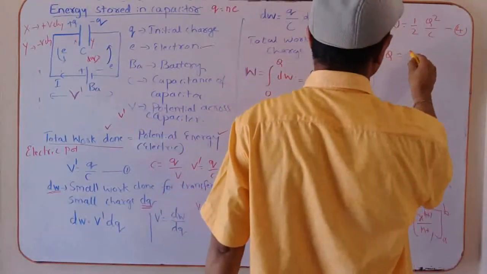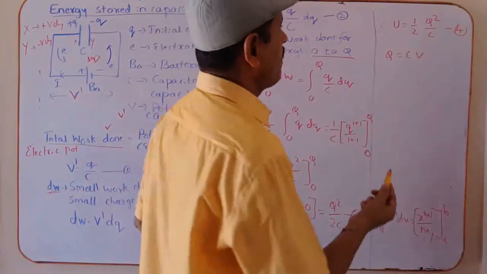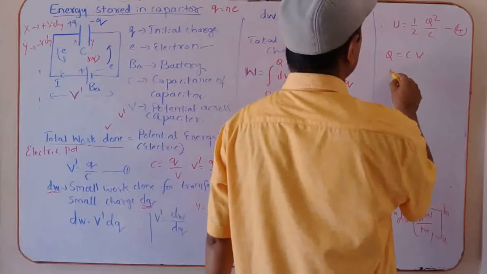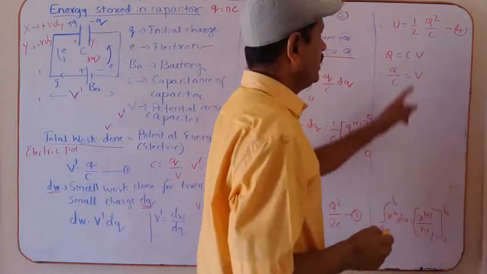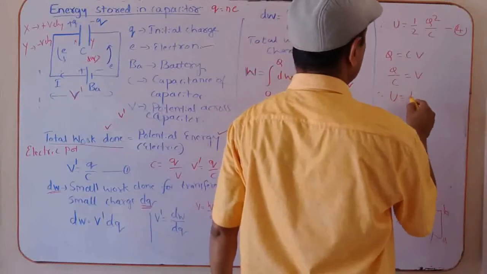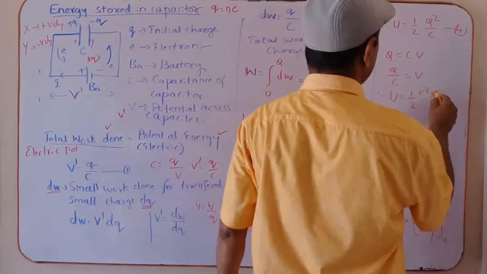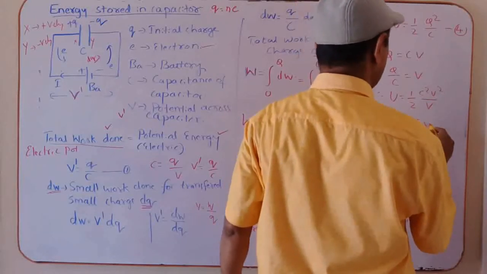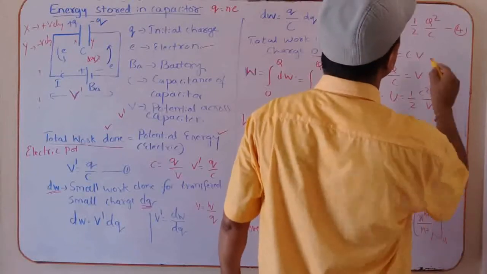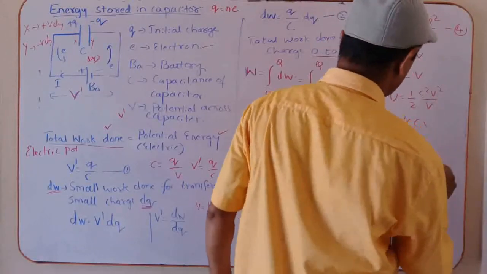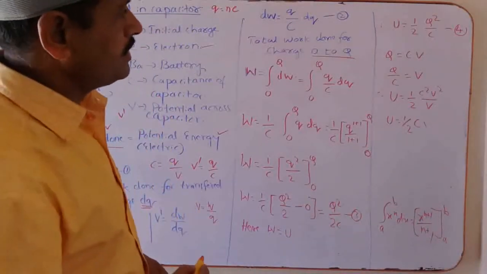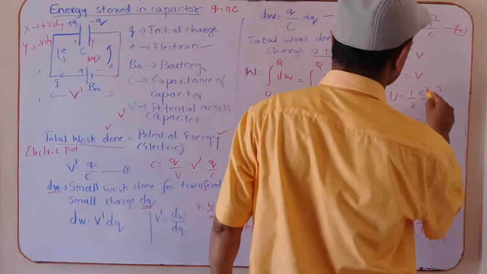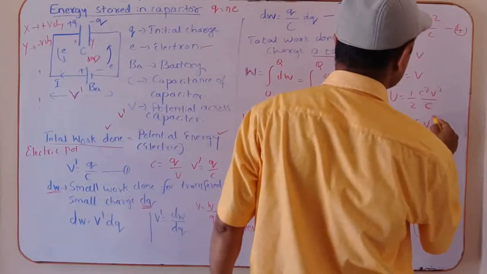You know that Q is equal to CV. Then substitute here. Now Q by C is equal to V. Rearranging this equation, U is equal to 1 by 2 into C square V square divided by C. Now Q is equal to CV, so Q square is C square V square. C gets cancelled. Yes, CV square you got.